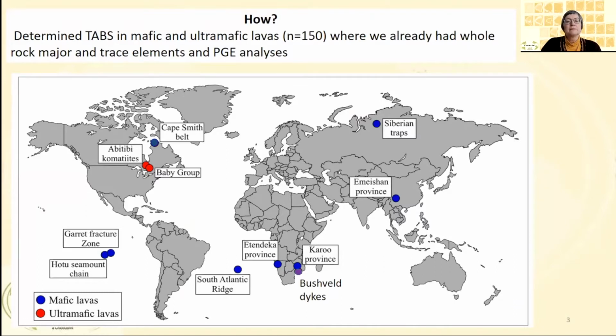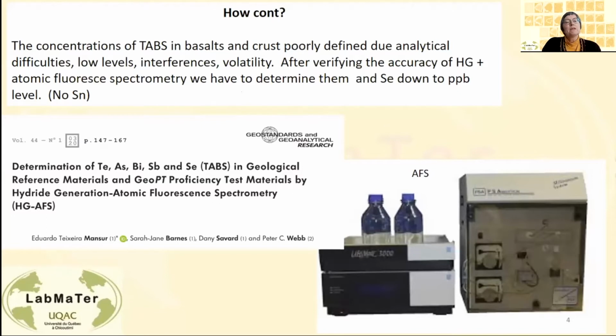I should emphasize that the concentrations of TeAsBiSb in basalts and the crust are very poorly defined because of the analytical difficulties of determining these elements. They're present only at the ppb level. If you use ICP-MS, there are interferences on many of the elements that cause trouble. And also, when you want to dissolve the rocks, they're very volatile. So if you're using standard dissolution techniques, you often lose quite a few of the TeAsBiSb.